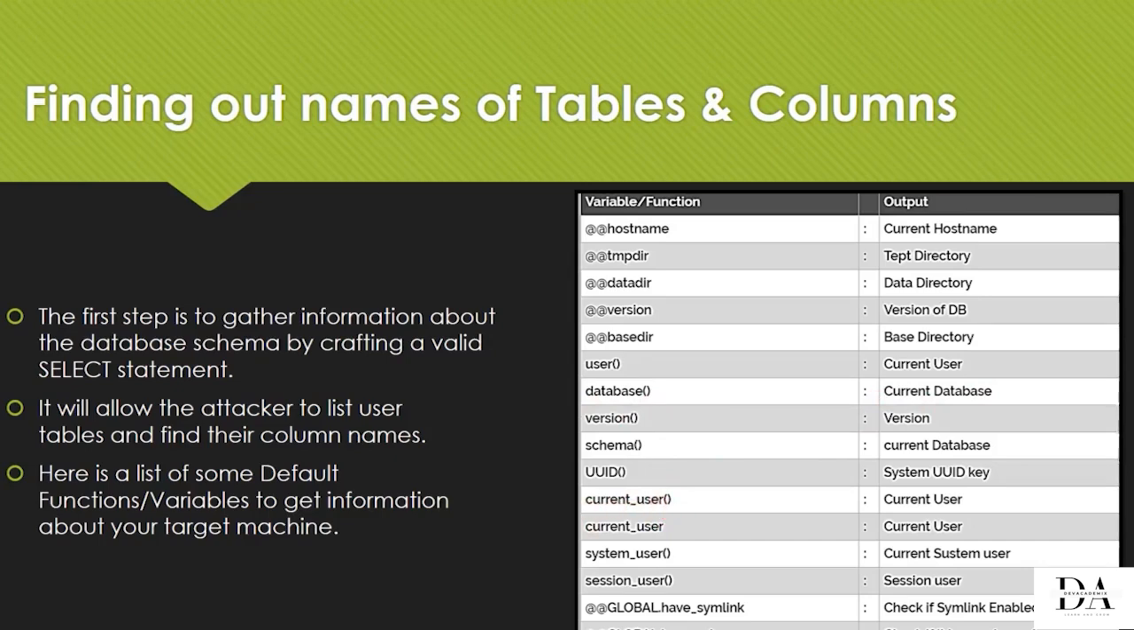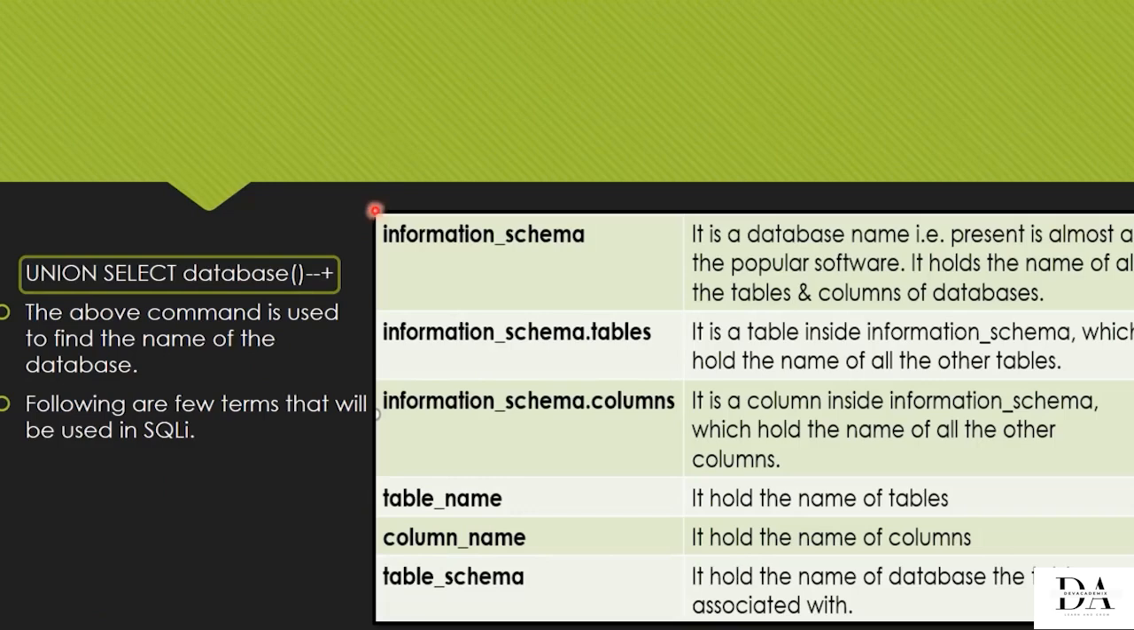So after finding names of table and column, here is a list which we will be using in our SQLi. Information schema. It is a database name that is present in almost all the popular software. It holds the name of all the tables and columns of databases. Information underscore schema dot tables. It is a table inside information schema which holds the name of all the other tables. Likewise, information schema dot columns stores the name of all the other columns.